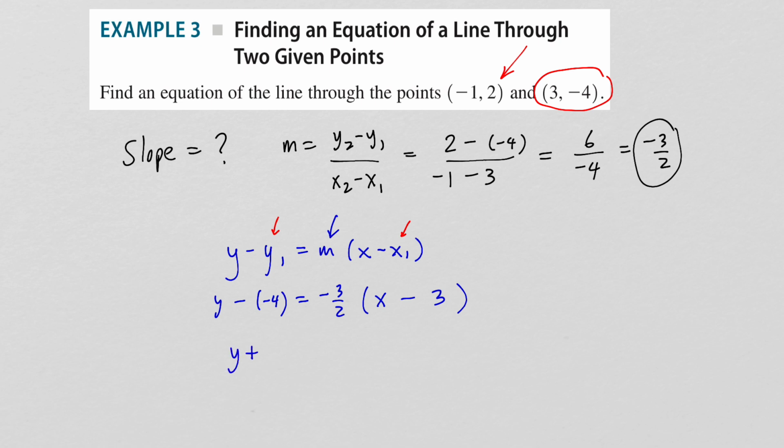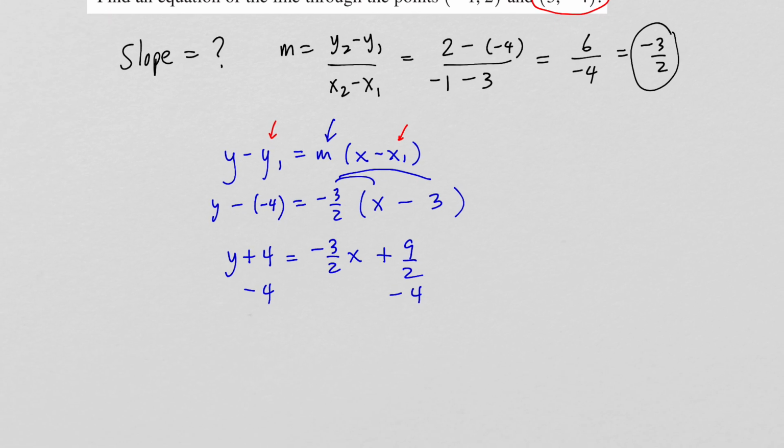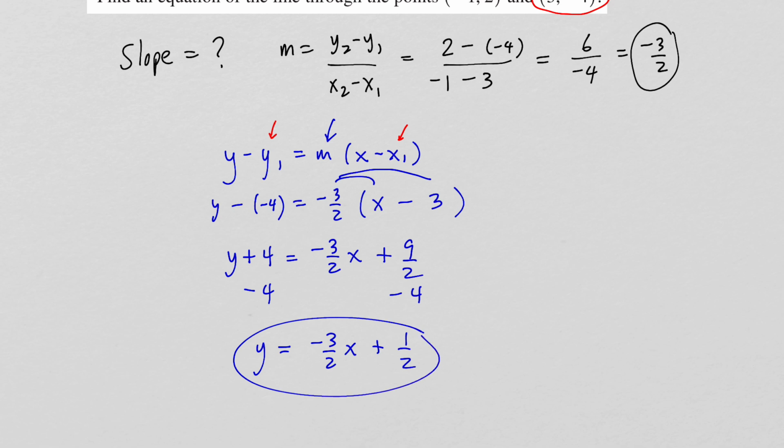So this becomes y plus 4 is equal to, we're going to distribute, so -3/2 times x, and then -3/2 times -3 is +9/2. And then finally subtracting 4 from both sides, we get y equals -3/2 x plus 9/2, take away 4 is +1/2.